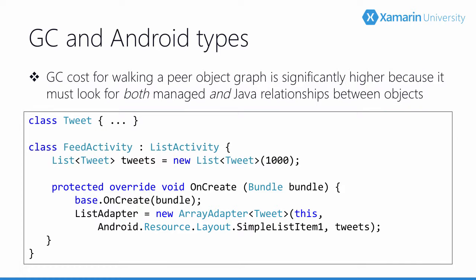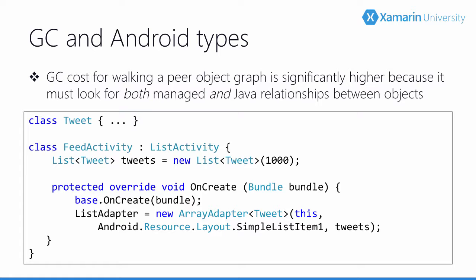So let's talk about trying to minimize the work that's done by the GC itself. One of these special cases that you're going to hit in Xamarin Android is the additional work that it has to do with your user peers. Let's look at a common example of that. Here we've got an activity which is holding onto a list of C# objects that represent tweets. And we've got up to 1,000 of them inside of our list. And in our OnCreate method, notice that we're creating an array adapter to display these tweets.